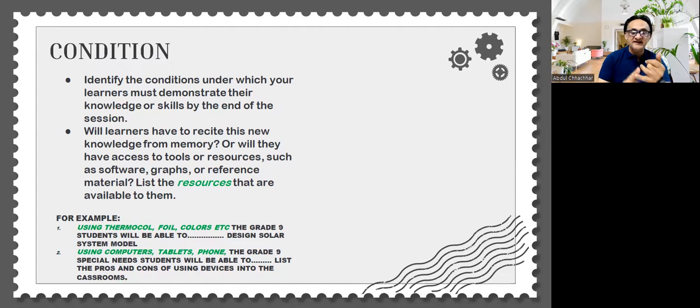Okay, secondly, the grade 9 special students, they have to list the pros and cons. So grade 9 special students are your audience, and listing pros and cons is the behavior you want to change. What resources or conditions are you providing? Using computers, tablets, and phones. So you are providing this technology in order to list the pros and cons.